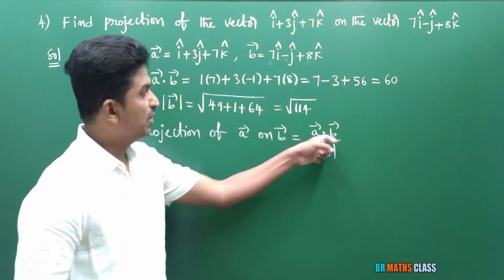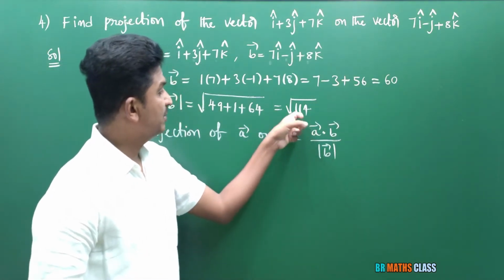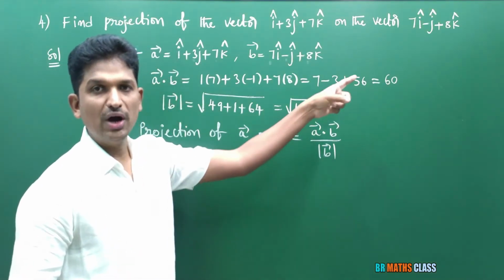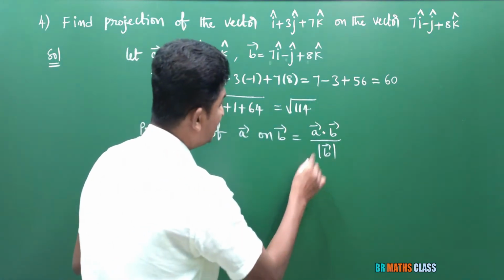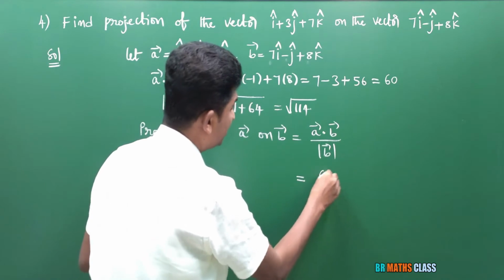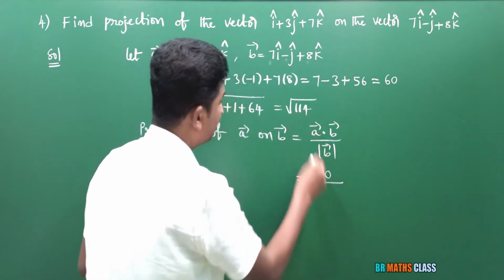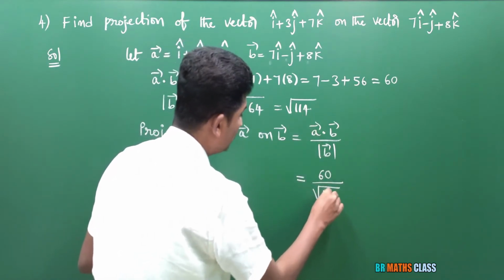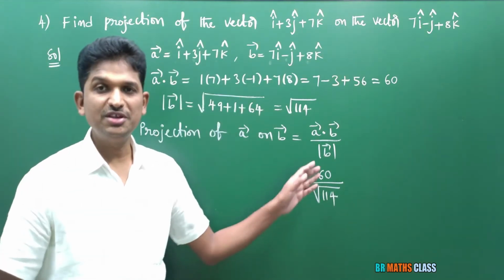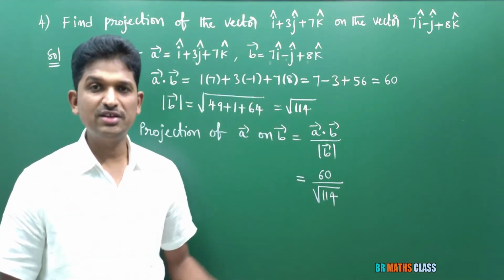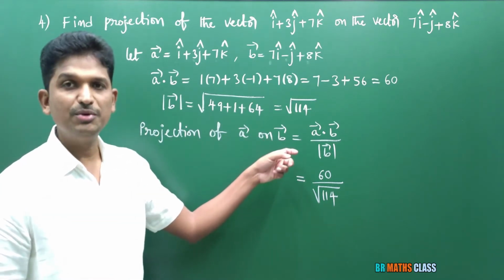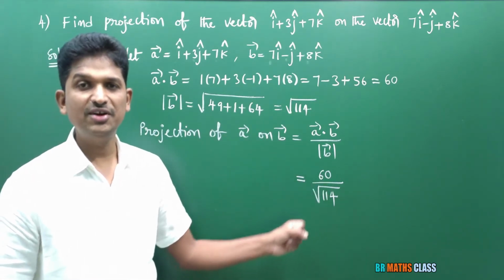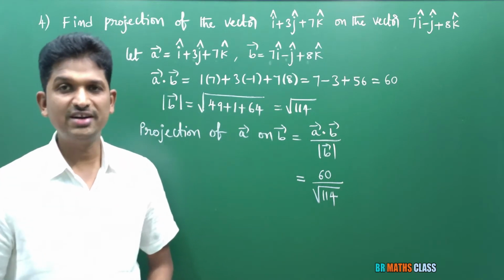Now I got the A bar dot B bar value, and the magnitude of B bar value also. I'll substitute these values in this formula. A bar dot B bar is 60, divided by magnitude of B bar, root over 114. You can stop this problem here. If you want, you can simplify a little bit. So I calculated the projection of A bar on B bar. What is the answer? 60 divided by square root of 114.